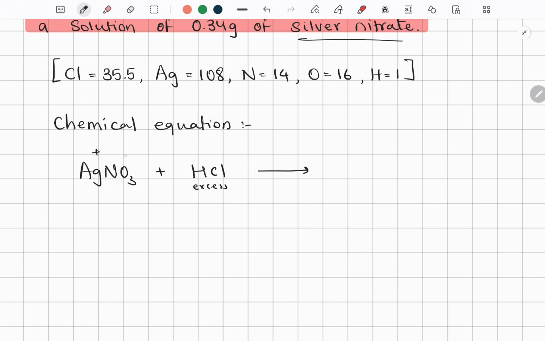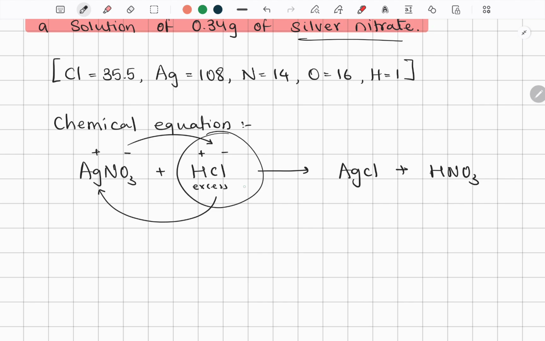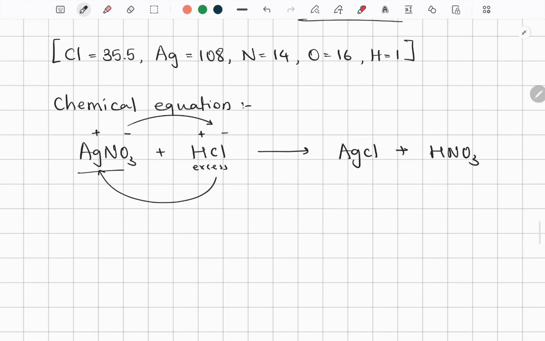Now they react in a double displacement reaction. So Ag+, NO3-, H+, Cl-. Cl- replaces the NO3- and NO3- replaces Cl-. So the equation becomes AgNO3 + HCl gives AgCl + HNO3. This is nitric acid and this is silver chloride. Why are we adding excess hydrochloric acid? So that all the silver nitrate reacts with the HCl and gets converted from AgNO3 to AgCl.